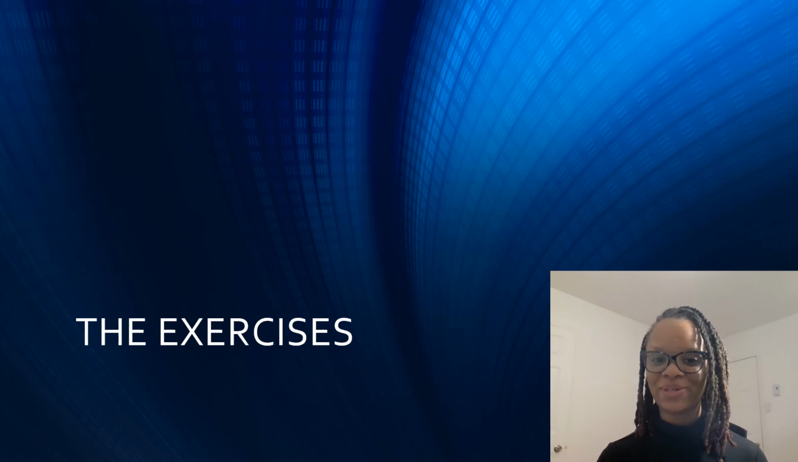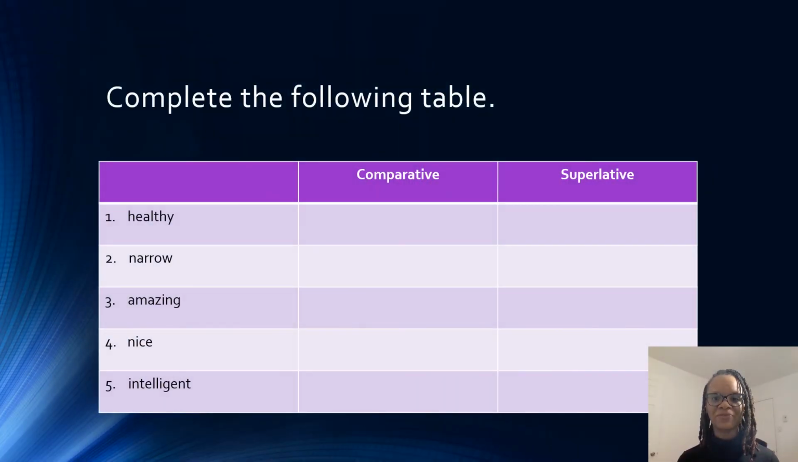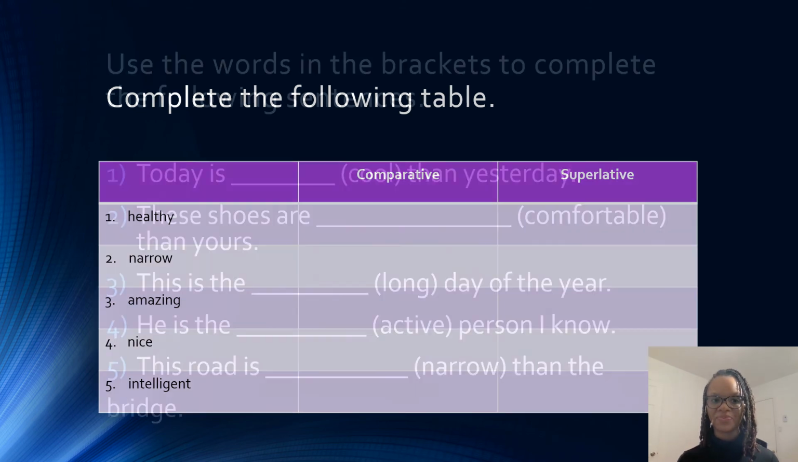Let's now do some exercises. Complete the following table using the appropriate comparative and superlative forms. So the words are healthy, narrow, amazing, nice, and intelligent.